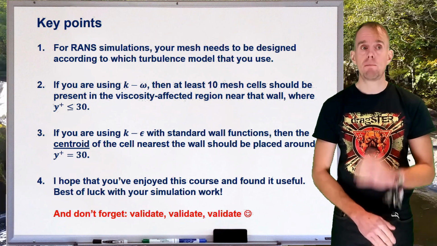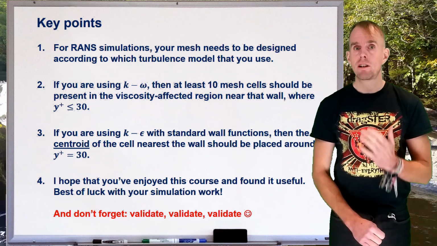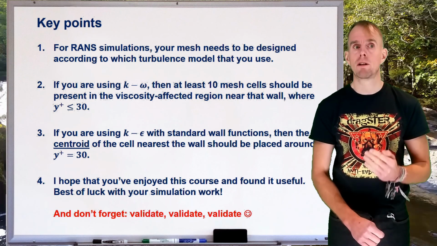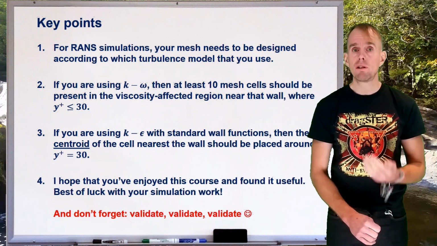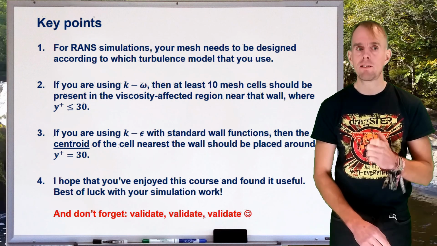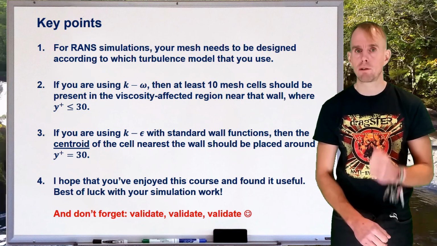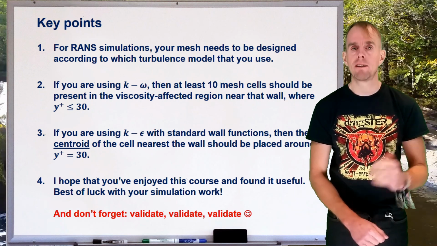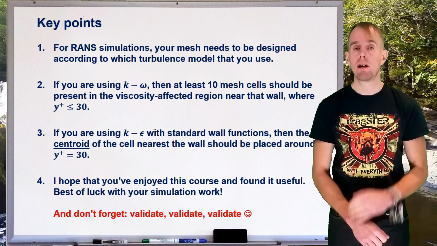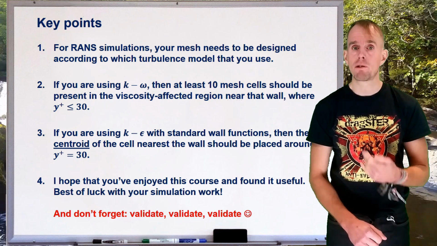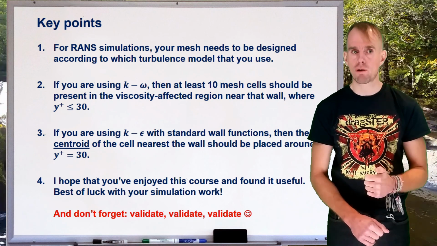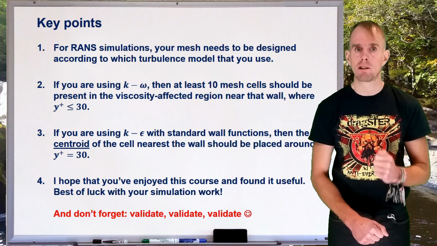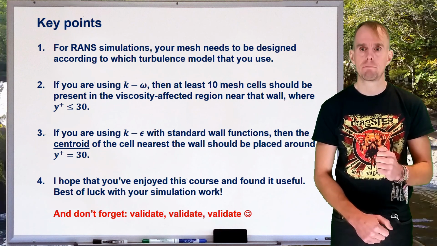So, a few key points. For Reynolds averaged Navier Stokes simulations, your mesh needs to be designed according to the turbulence model that you use. If you're using the k-omega turbulence model, at least 10 mesh cells should be present in the viscosity affected region near the wall, where your non-dimensional distance away from the wall is less than or equal to 30. If you're using k-epsilon with standard wall functions, then the centroid of the mesh cell nearest the wall should be placed at non-dimensional distance y plus equals 30.